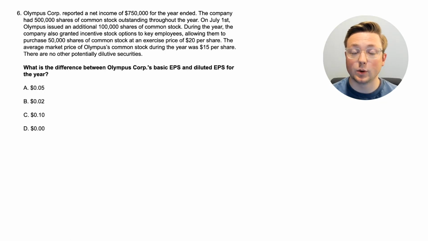All right, here we are at question 6. Let's always read the last part here. What is the difference between Olympus Corp's basic earnings per share and diluted earnings per share for the year? Okay, so this is going to be a question where it is important to calculate both the basic and the diluted earnings per share. Let's read through this.